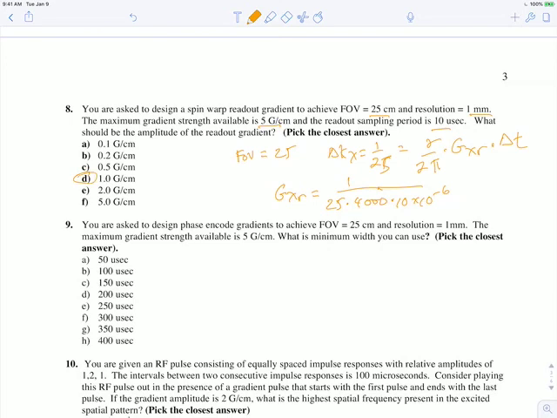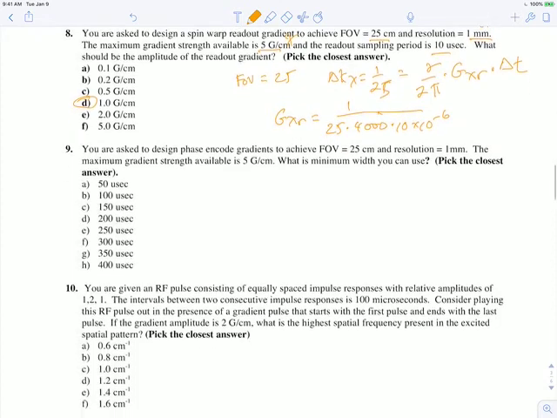One thing I want to point out about this question is that oftentimes there's information you don't need to use. I didn't need to use this, and I didn't need to use this, so I only had to use half the information I was given. It's not always that you use all the information, but especially for spin warp, the FOV directly relates to the gradient amplitude. Any questions about that?